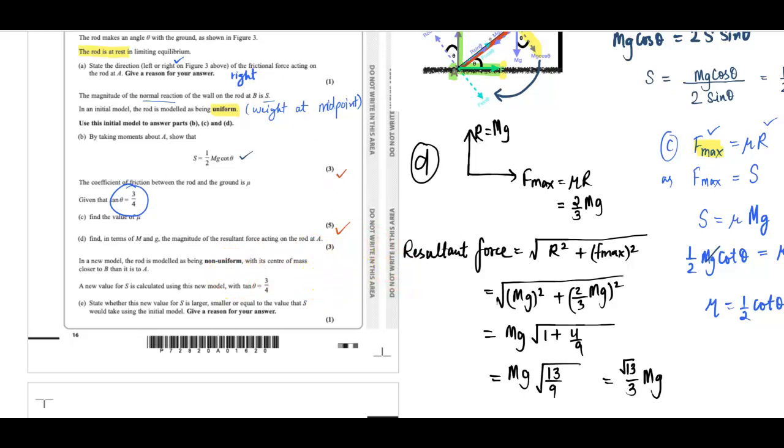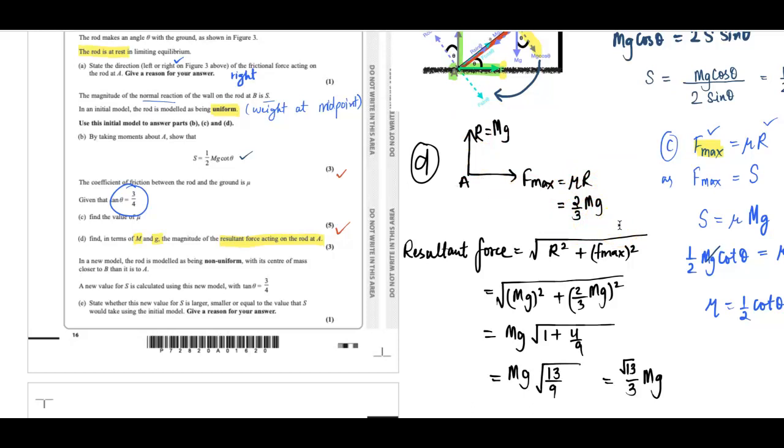Okay. Let me explain back, if you feel like I'm just self-teaching myself. We have the D part where we have M and G. In terms of Mg, we have to find out the magnitude of the resultant force acting on the rod at A. So we have taken the point A and we have taken all the solid forces, the solid force R and F max. R was Mg, F max was mu R. Just substituting the values and we've got the resultant force.